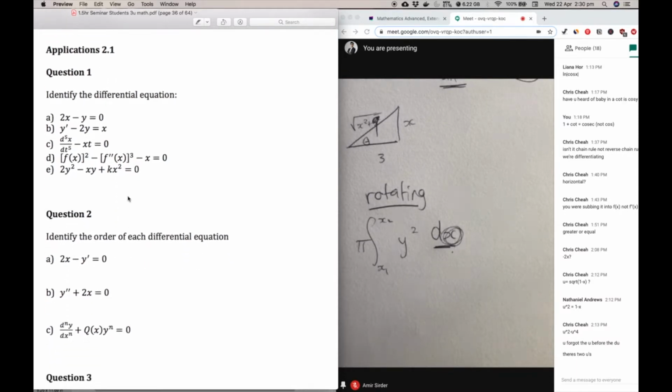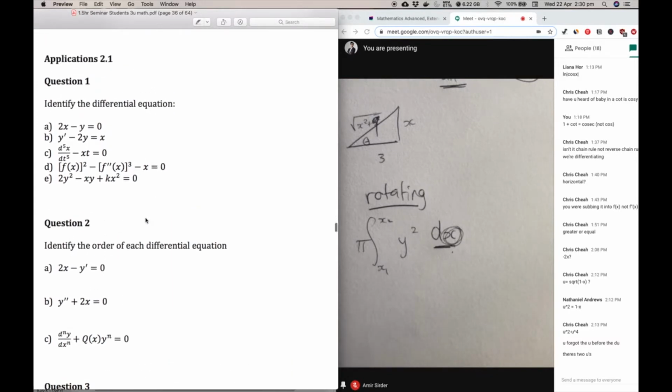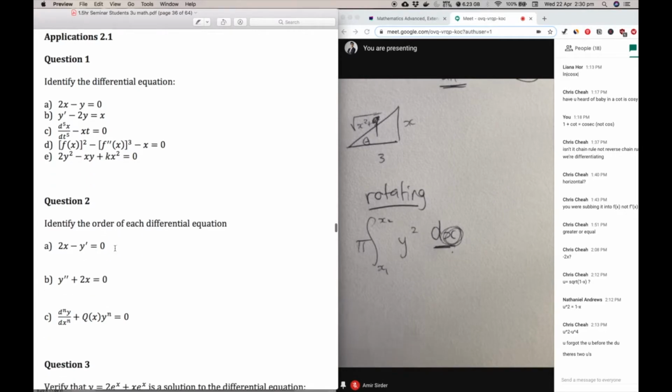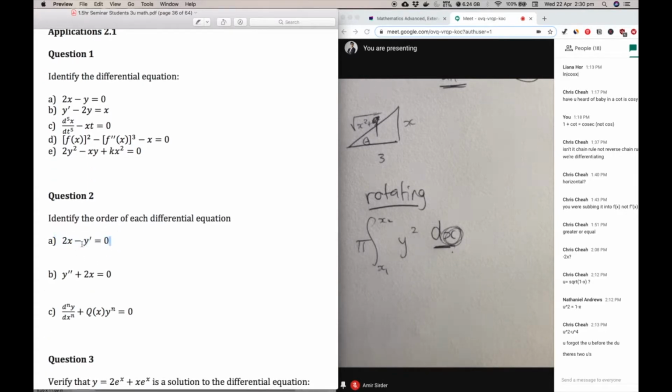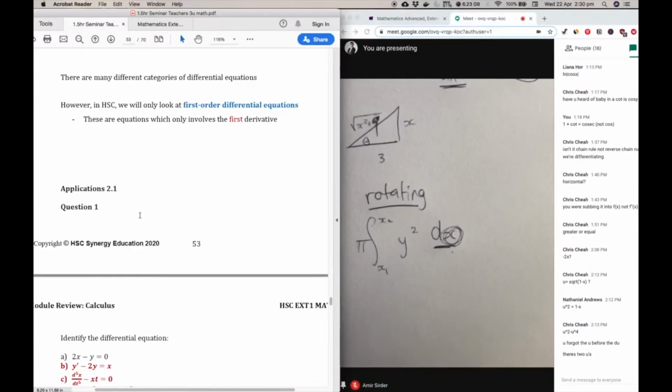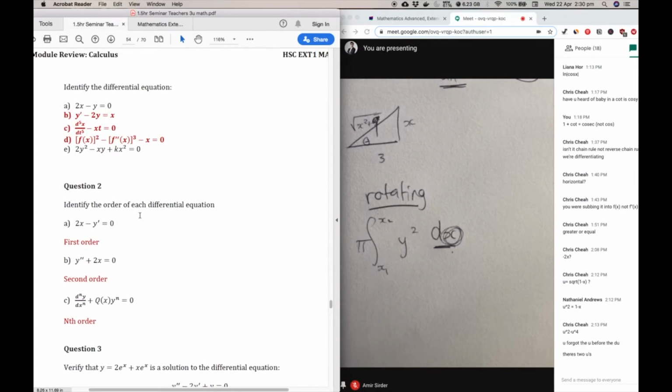Differential equations have orders as well. The order means what number derivative they go up to. So this one is the first derivative. It's a first order differential equation. This one is a second order differential equation. There's a double dash in there. This is the nth order differential equation. You have an nth derivative in there.